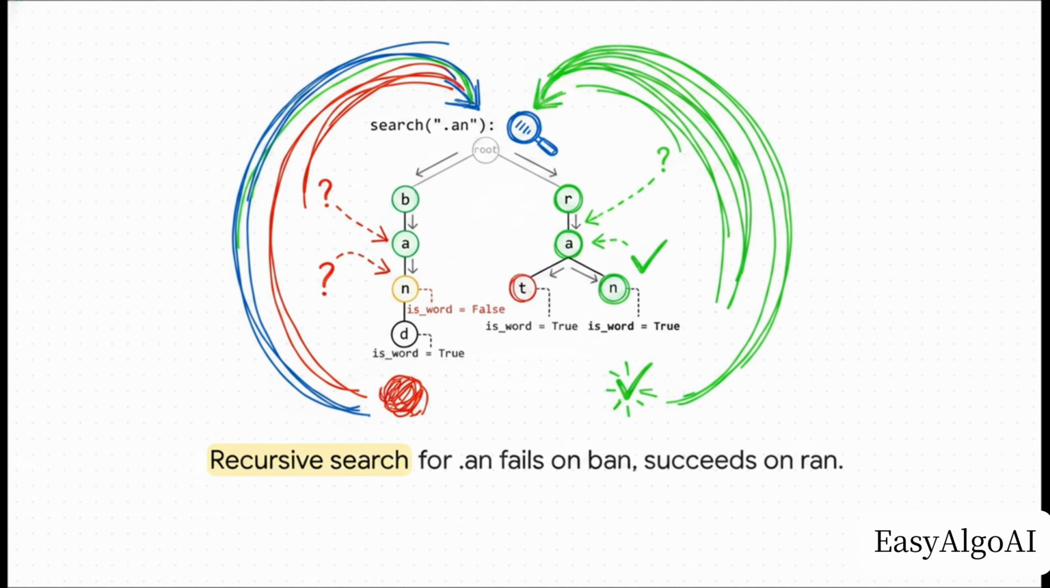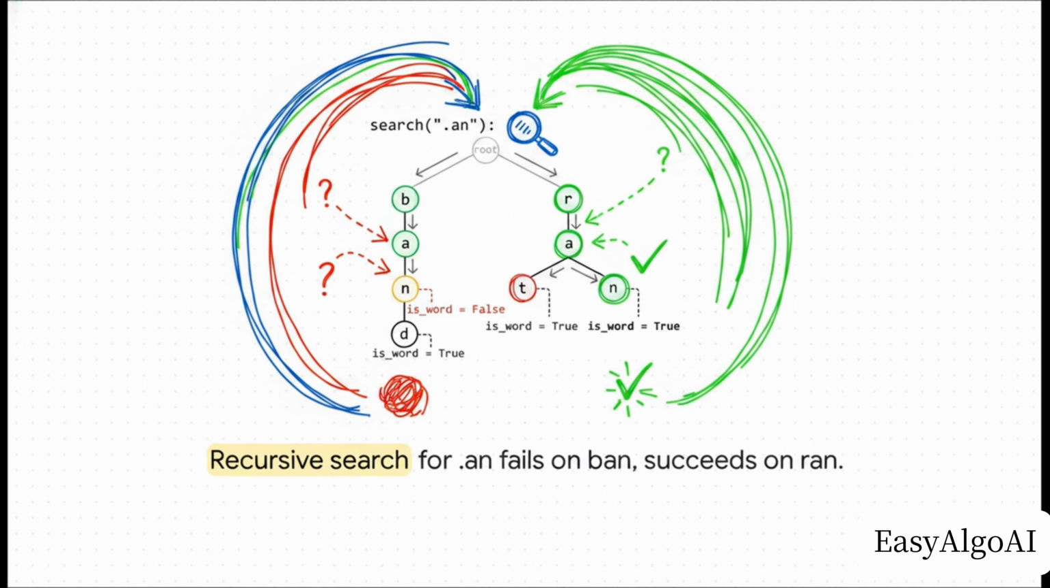We recursively call our search function on every child of the root, looking for the remainder of our string, which is an. Let's check out the left branch first, the b node. We treat the dot as a b and continue searching for an. We go to a, then we go to n. We successfully traced out ban. But look closely at that n node on the left. It's colored yellow, and its isWord flag is false. The word bat was inserted, sure, but ban was not. So this entire left branch fails.